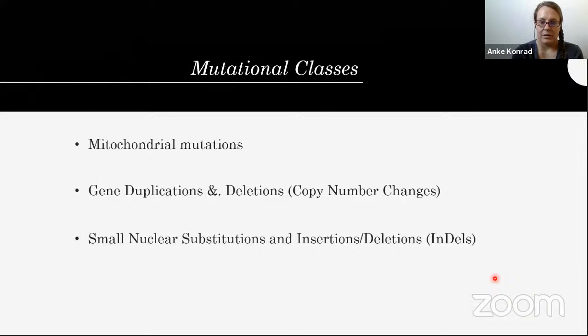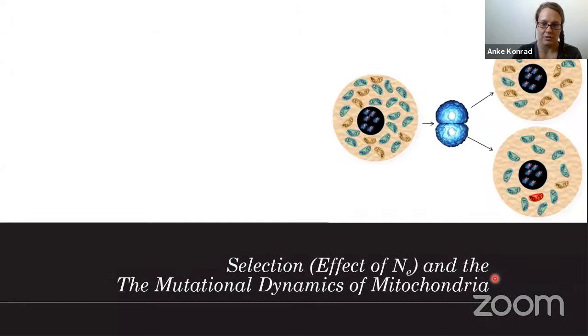And this rationale we tested in 3 different mutational classes. We looked at mitochondrial mutations, large gene duplications and deletions in the nuclear genome, and then small nuclear substitutions and insertions, deletions. And I will start by talking about the mitochondrial mutations.